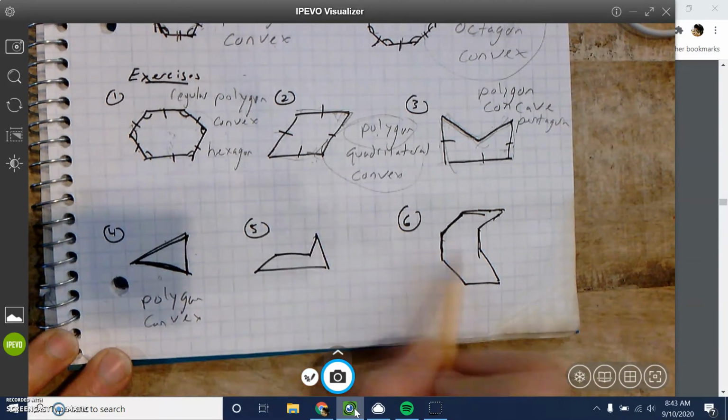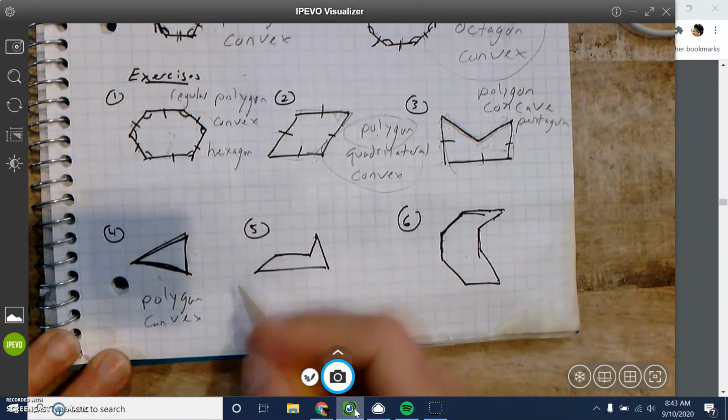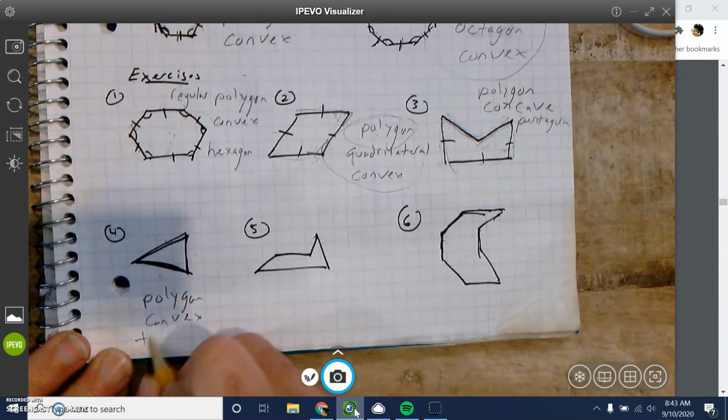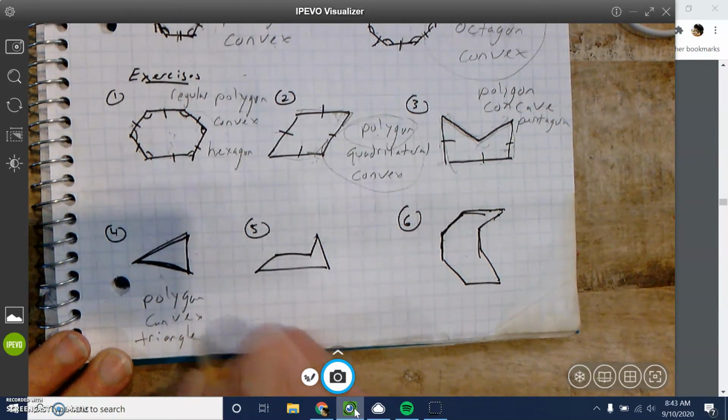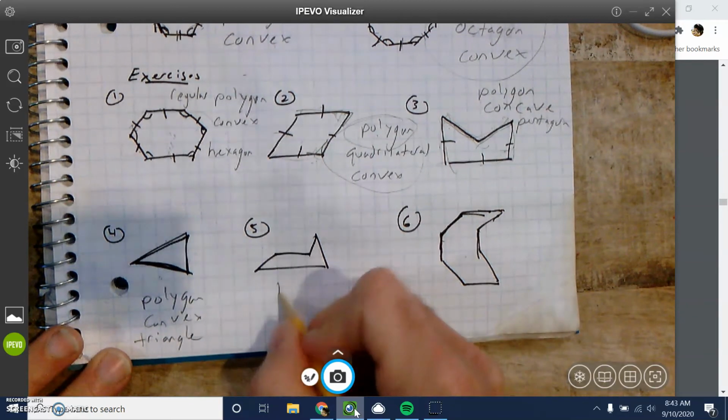This one's going to be concave. This is kind of caved in a little bit, but this one's not. And it's got 3 sides. What do we call that? Yeah, triangle. Bam. All right, next one.